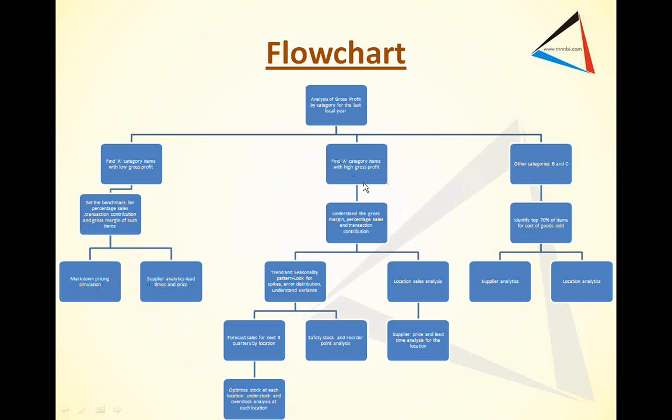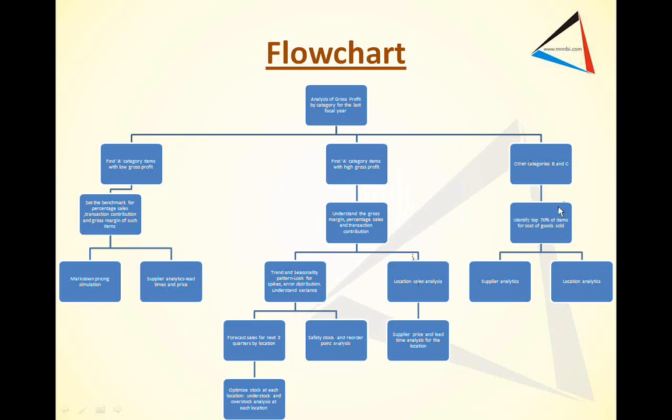For category A items with high gross profit, we would look at the gross margin, percentage sales, and transaction distribution. So these are high, so we'll look at trends, seasonality, spikes. Then we will do a forecasting exercise and then look at optimized stock at each location, under stock and overstock analysis. And for these items, we will look at safety stock and reorder point. Also do location and supplier point analytics.